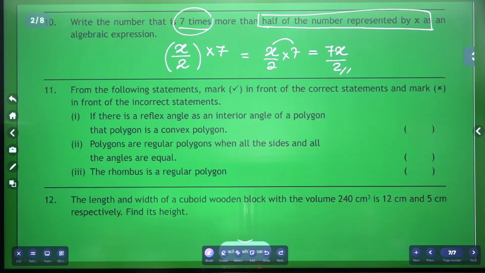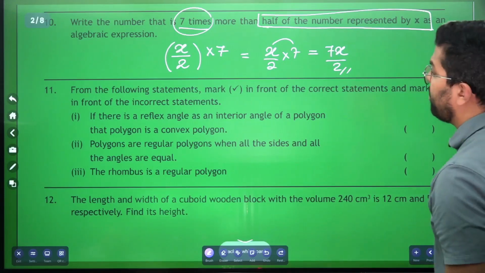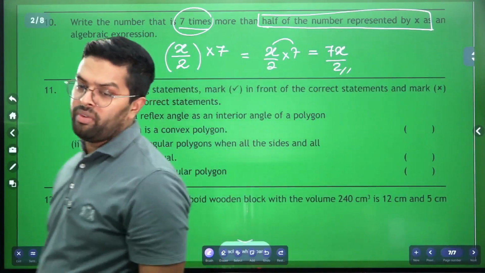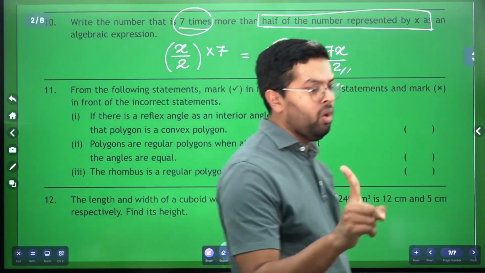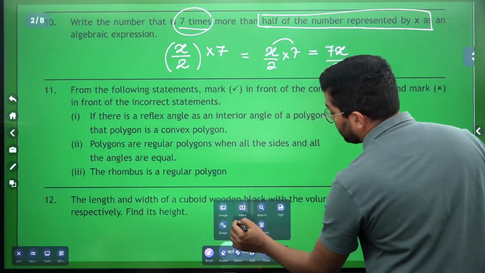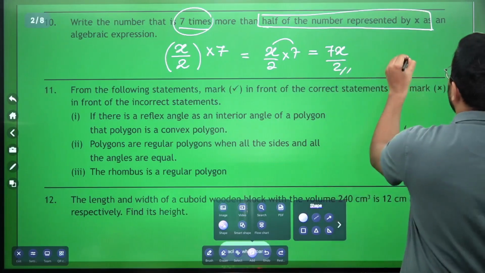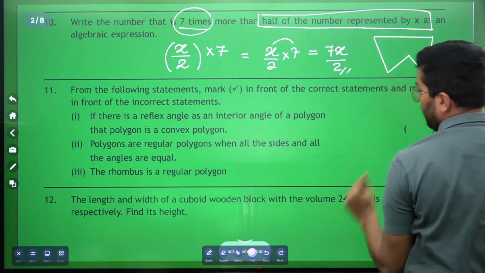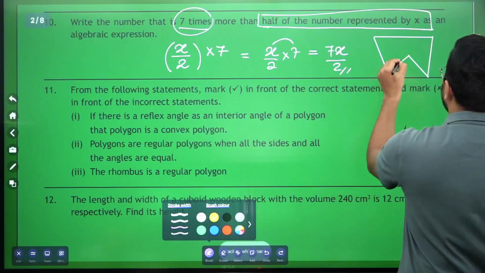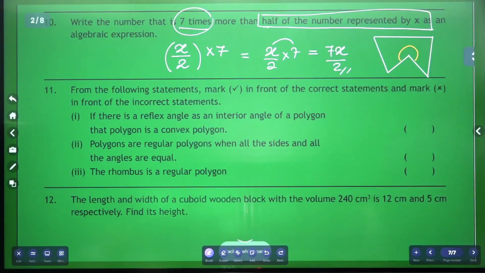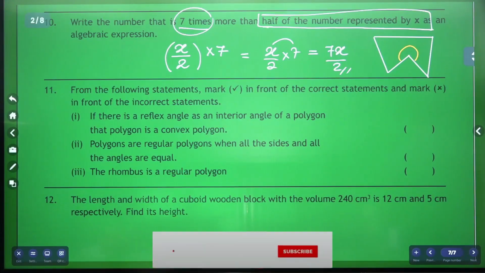What do you think? If there is a reflex angle as an interior angle, is that polygon a convex polygon or a concave polygon? Let's consider a polygon like this. Inside this polygon we have a reflex angle. What kind of polygon is this? Is this a convex polygon or a concave polygon? Who can tell me the answer by switching on your mic?